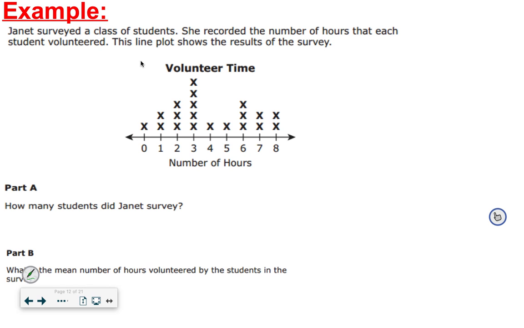This is the next question. Janet surveyed a class of students. She recorded the number of hours that each student volunteered. This line plot shows the results of the survey. How many students did Janet survey? Each dot represents one student. As you see here, the number of students who volunteered 8 hours is only 2 students. Counting all the dots, we get 20 students.